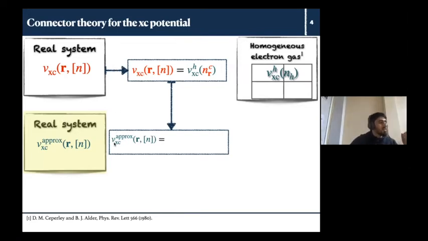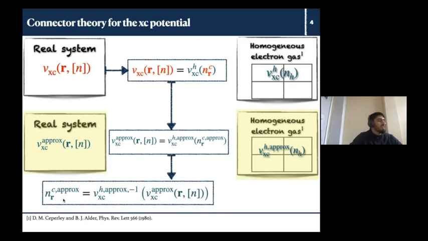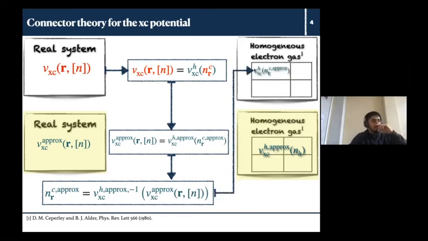Well, we can stop here and use this direct approximation of the real VXC, but we want to profit from the model. That's why we do the same approximation, or an equivalent approximation, to the homogeneous electron gas to bring it to the same level of approximation. And then everything is done here. We can invert this equation to get the input density that helps us to choose the value of the VXC of the gas to approximate the real VXC. Okay.